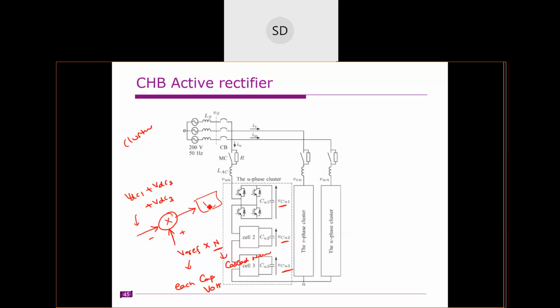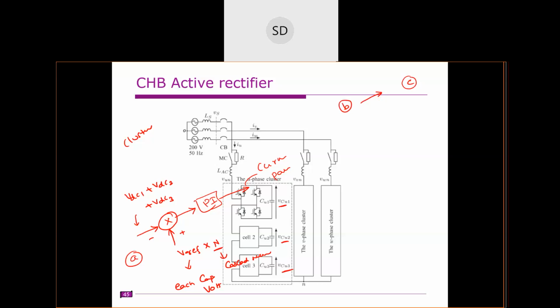This is given to a PI controller. The output of this PI may be in the form of a current component or a power component, which is used to balance the capacitors. This is for A phase. Similarly for B phase, you have another cluster voltage controller, and another for C phase. Clear?